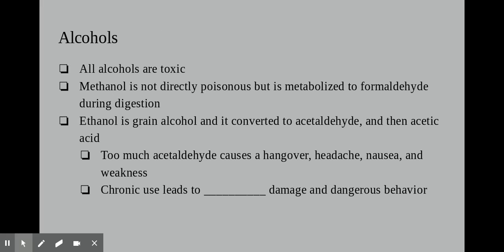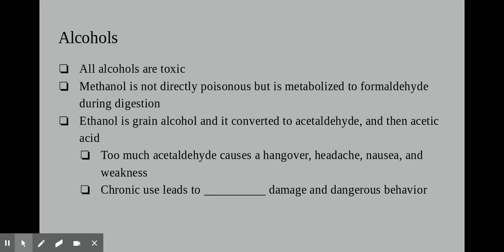Alcohols. All alcohols are toxic, yes. Methanol. We mentioned this on Monday. It forms formaldehyde, and it also forms formic acid, which is very dangerous. Those are both very, very bad for humans. Methanol is an alcohol that just has one carbon.